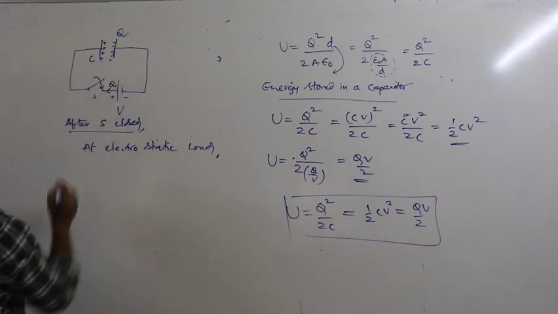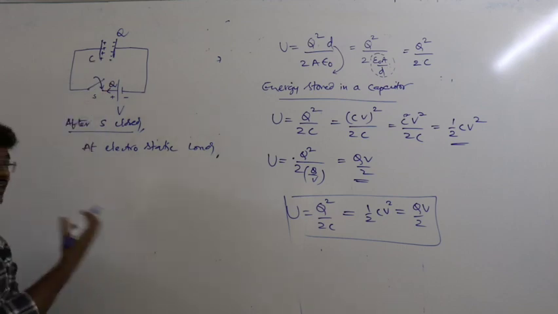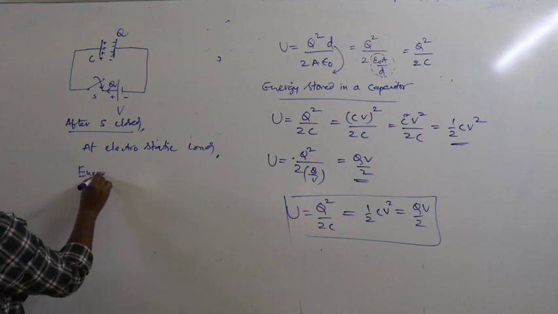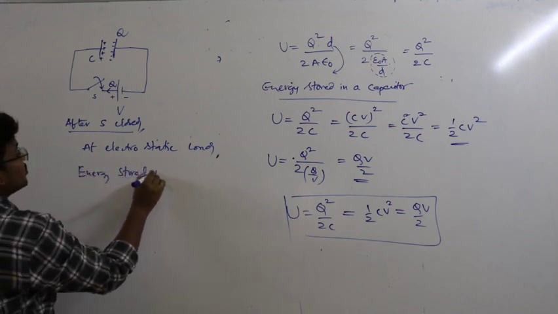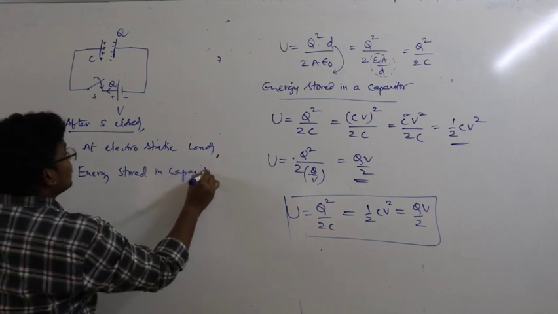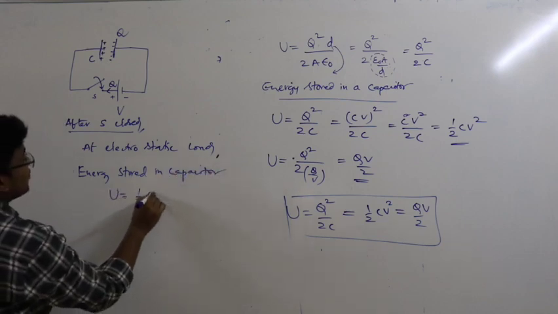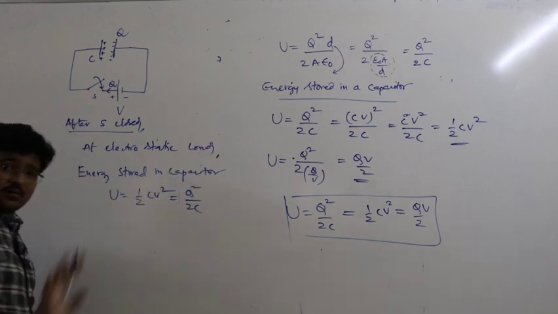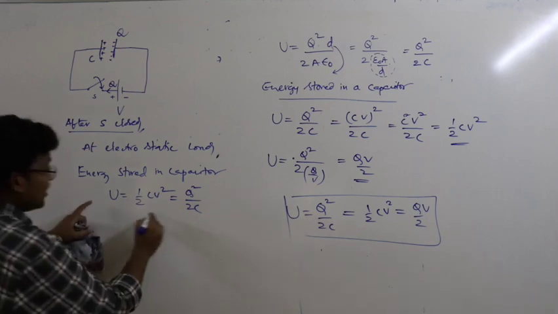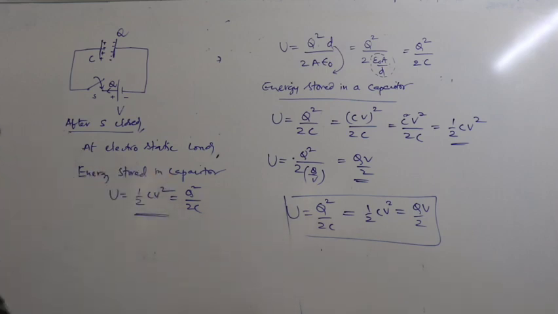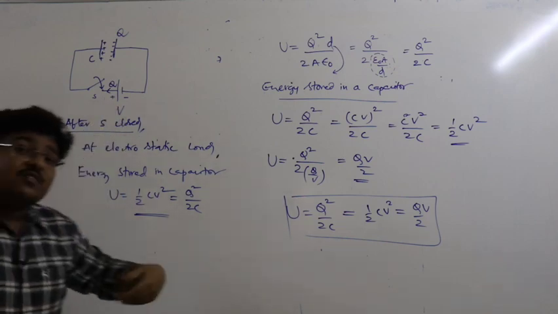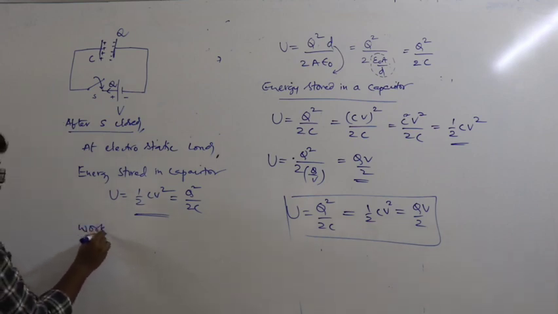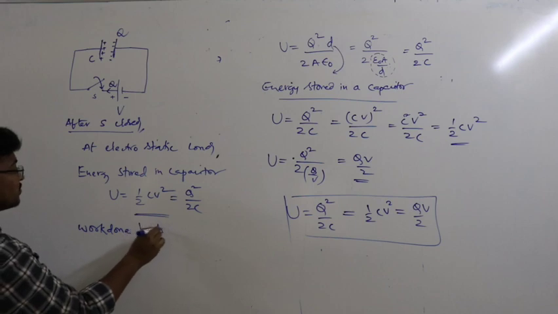Now, because of the charge stored, it can store some energy. What is the energy stored in a capacitor? We know the formula: energy is equal to half CV square, or Q square upon 2C, right? So this much energy is stored in the capacitor. Here, who gave the charge to the capacitor? The battery. So the battery did some work. What is the work done by the battery?